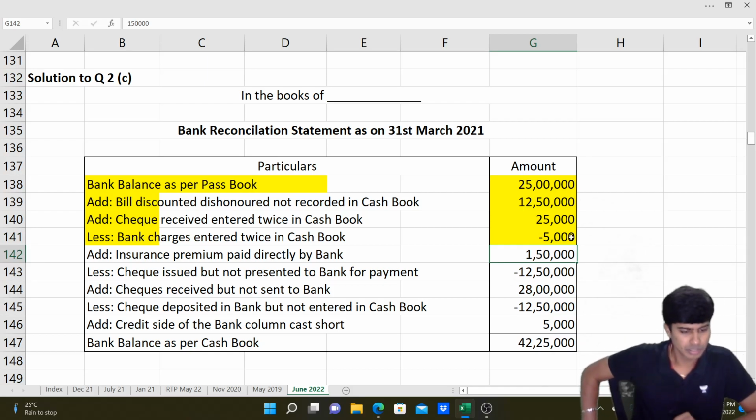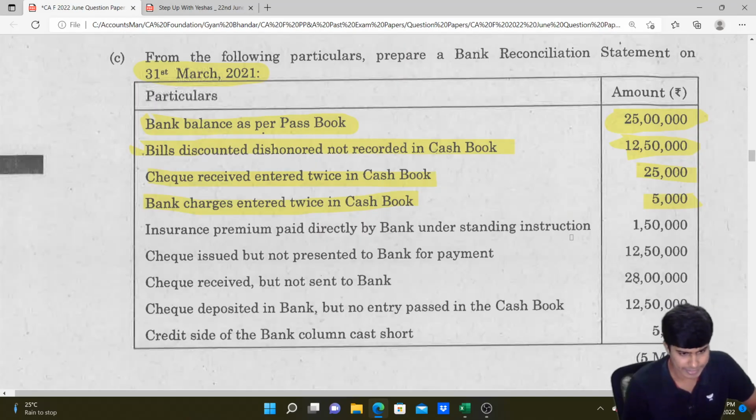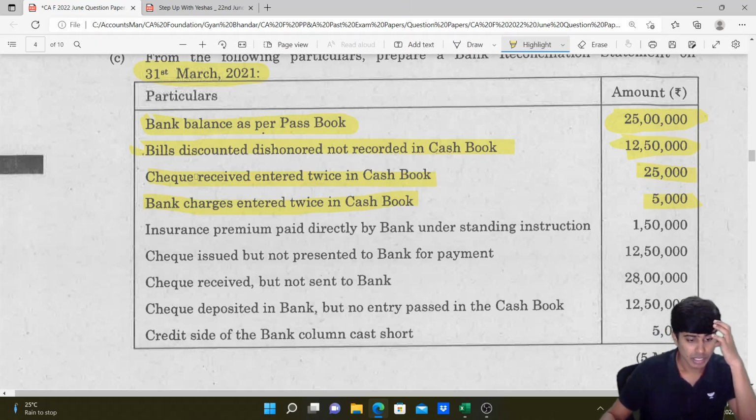Sorry. In the passbook, cash book they've entered twice. Passbook only once. Passbook minus. Done. Next, insurance premium paid directly by bank under standing instruction, 1,50,000.